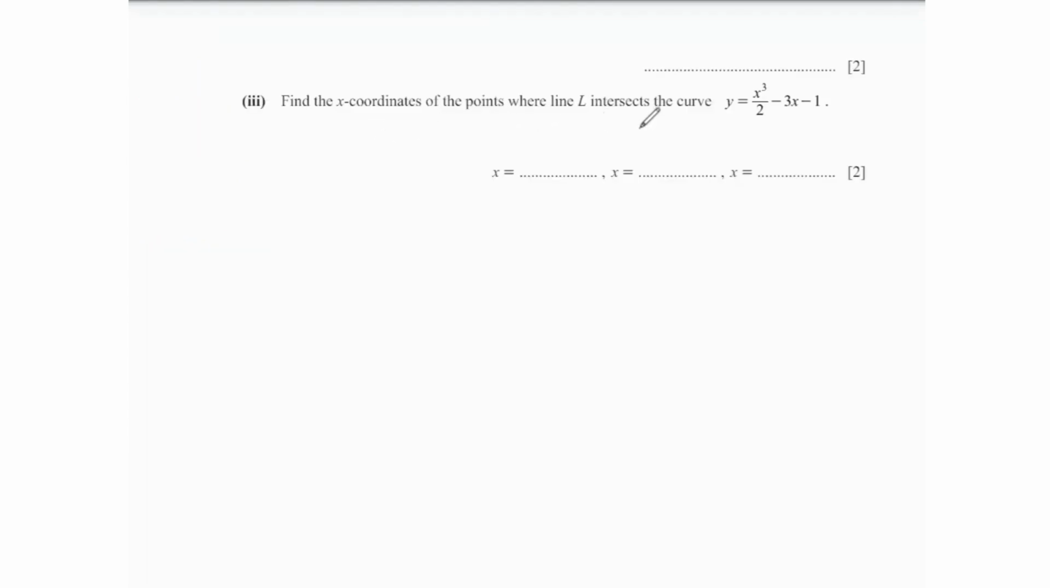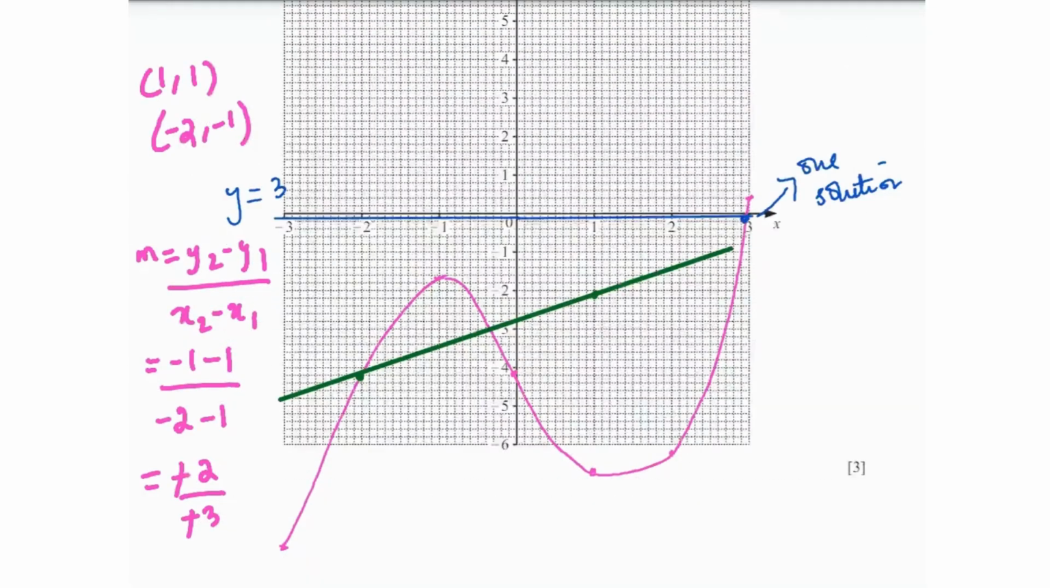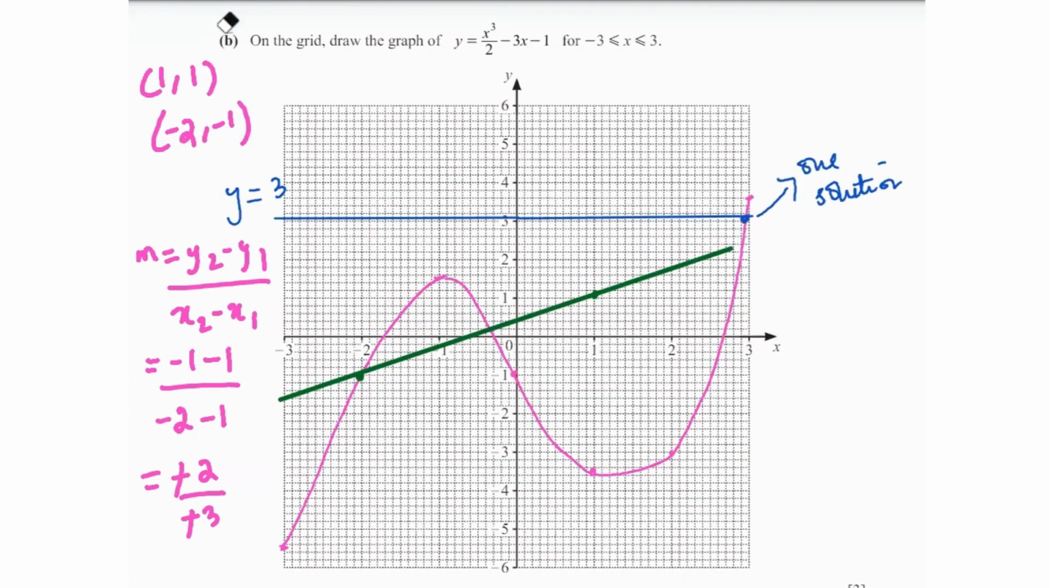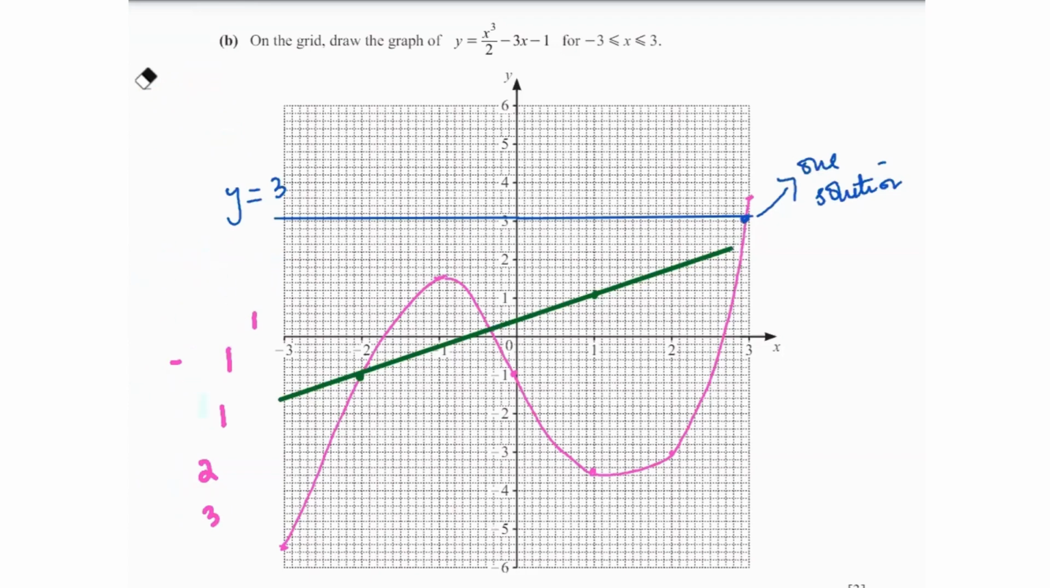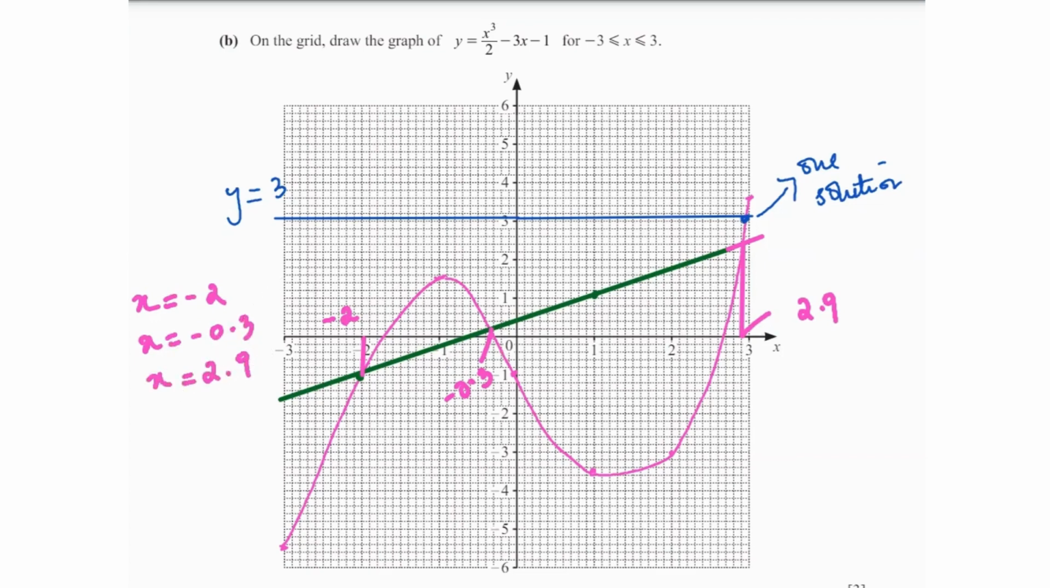Then it says find the x-coordinates of the points where the line intersects the curve. So what we're going to do is mark the intersection points over here. So first is negative 2, then we're getting negative 0.3, and this is going to be 2.9. So x equals negative 2, x equals negative 0.3, and x equals 2.9. These are the x-coordinates.